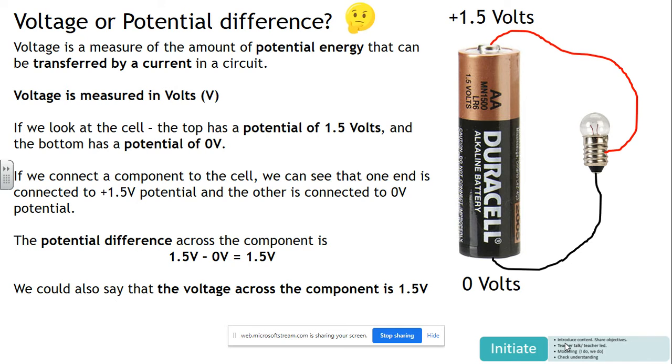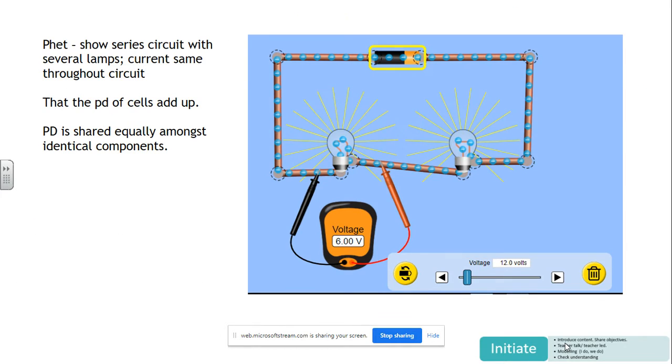Okay. When I talk about voltage, I mean potential difference. When I talk about potential difference, I mean voltage. We say the voltage across the component. That's another way of saying the potential difference. Okay. Good. Let's move on.